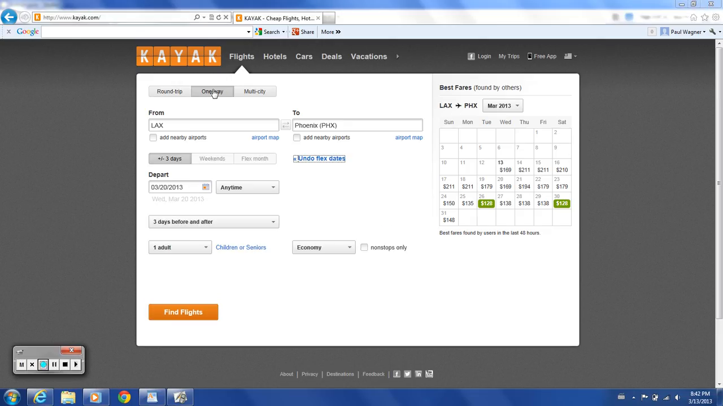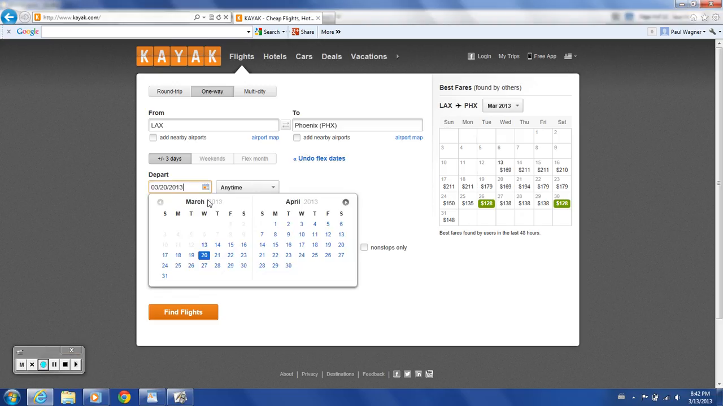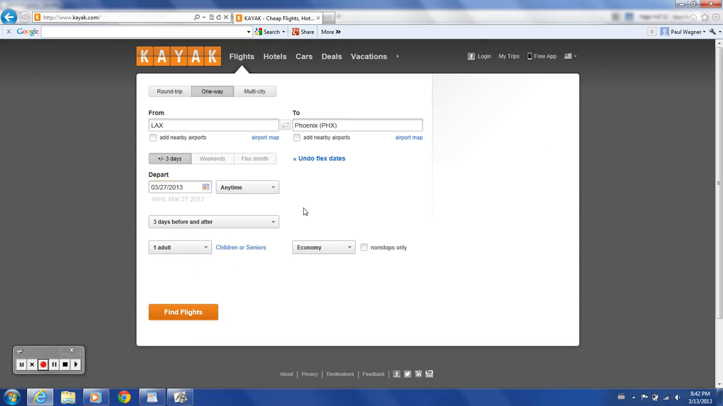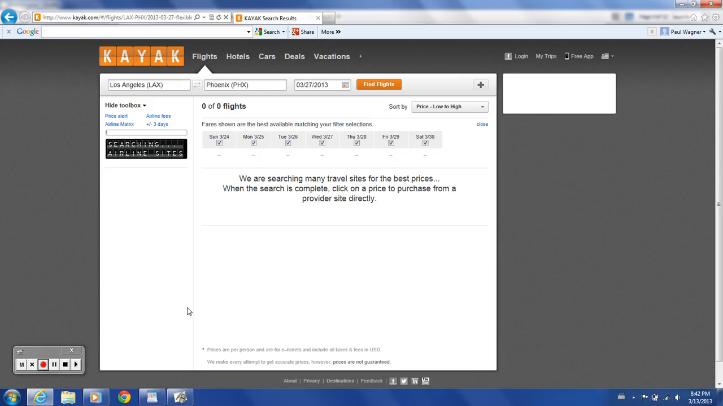Okay, so I've changed it to one-way LAX to Phoenix. I'm going to go on the Wednesday and plus or minus 3 days. That will give me all days of the week. And I actually want to go to the 27th. It looks like that first week might be a spring break type thing, so a little more expensive. But let's find flights. Let's see what happens here.